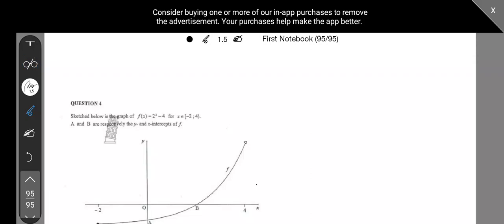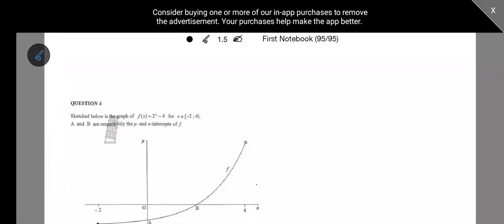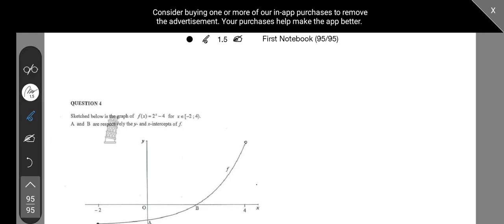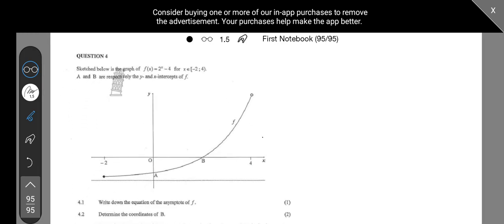This is a 2023 final exam paper and we are doing question 4. It says sketched below is the graph of f of x equals 2 to the power of x minus 4, for x an element of negative 2 to 4. A and B are respectively the y- and x-intercepts of f. There's nothing fancy about the statement. Let's rush the first questions.